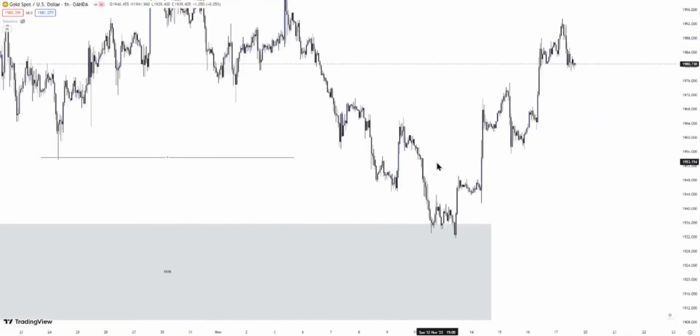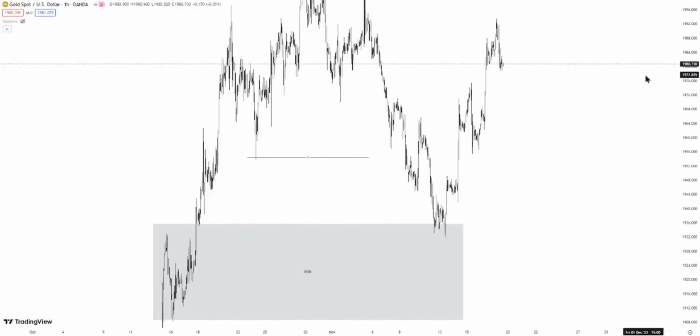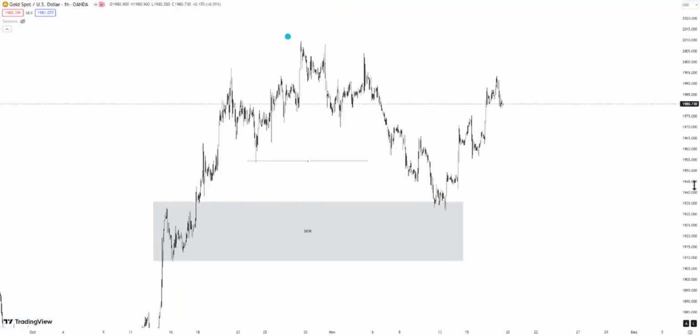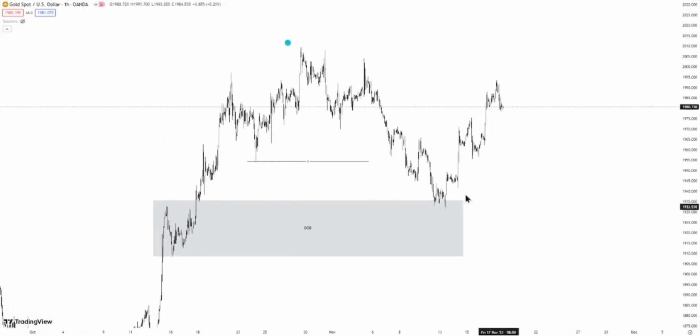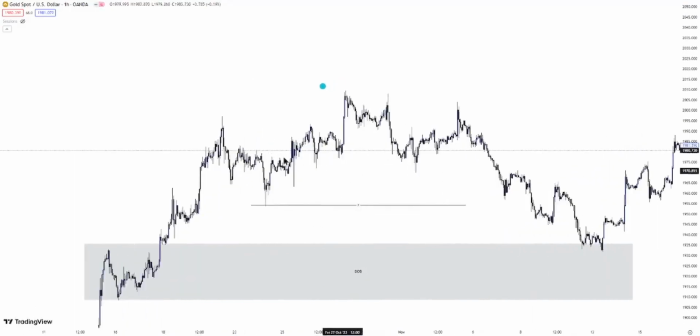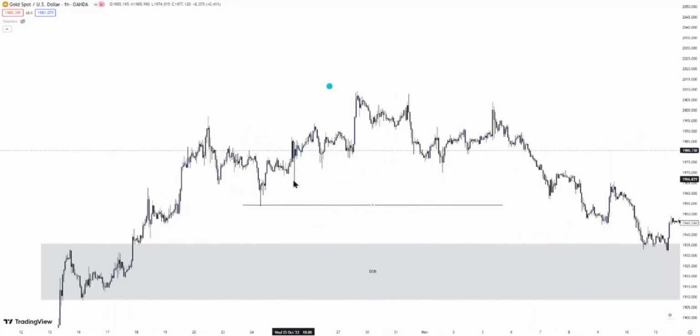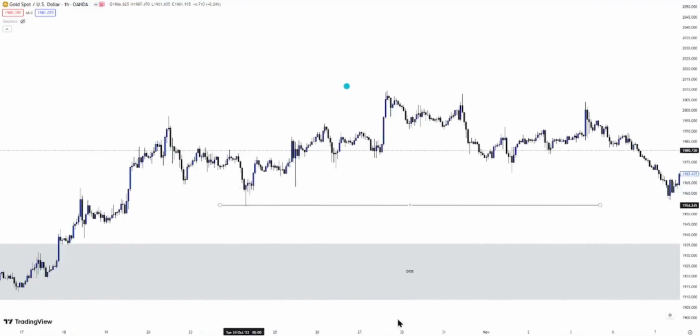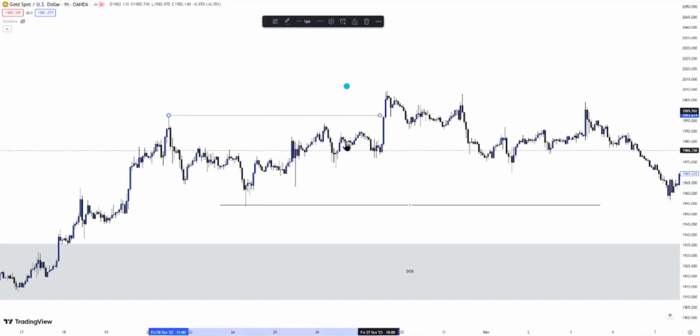All right? Let's look at the structure on the 1H time frame of gold. Let's first of all see the structure here. All right? Now, the structure here is this. Take a look at this. This is a high on the 1H time frame. All right? This is your high on the 1H time frame. And I'm going to tell you why that is a high. Why is it a high? It is a high because it took out inducement, and your inducement is here.